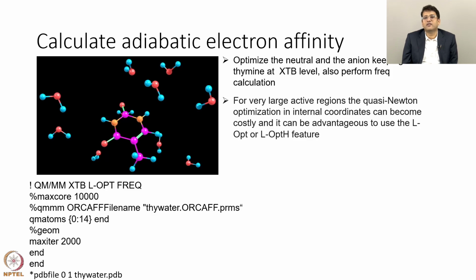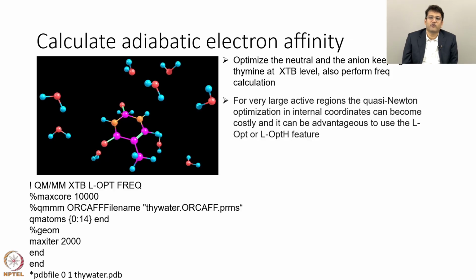So, it can be advantageous to use the LOPT or LOPTAGE feature, which is an L-BFGS scheme and takes less memory. It does optimization in Cartesian coordinates, but although it does so, it actually takes very little memory. Optimization is slow, but you can at least do the optimization. So, when you are trying to do a QMMM calculation with a large active space, meaning the region you want to optimize, it's a good idea to check out the LOPT scheme.